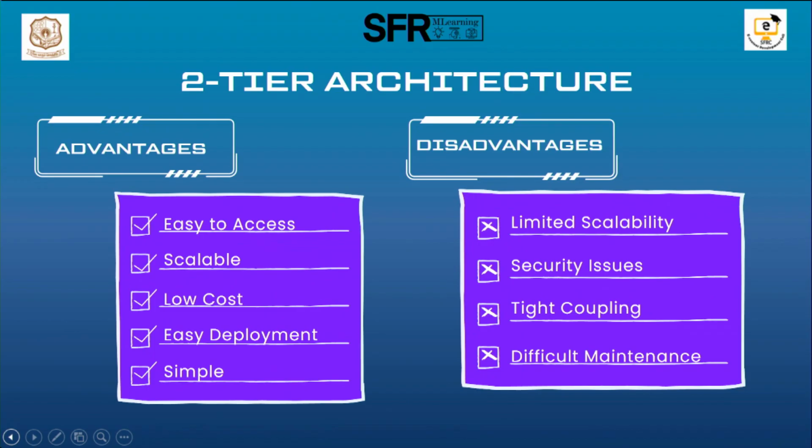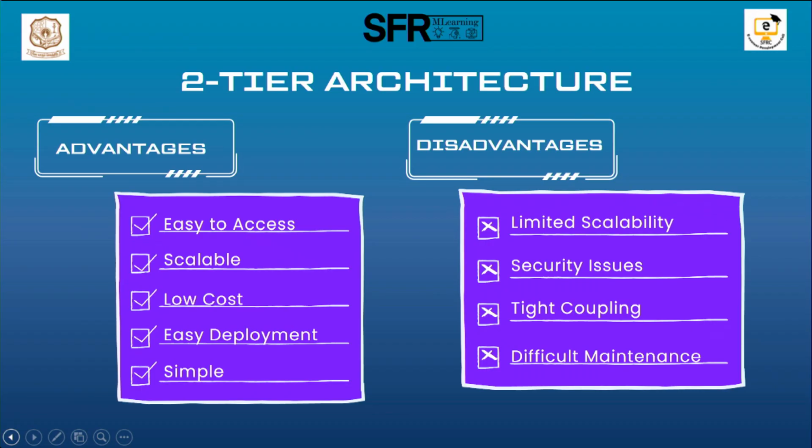These are the advantages and disadvantages of two-tier architecture. There are 5 advantages of two-tier architecture. The first and most important advantage is that it is easy to access. That makes easy access to the database, which makes fast retrieval. The second advantage is scalability. We can scale the database easily by adding clients or upgrading hardware.